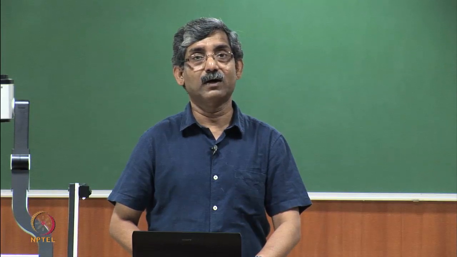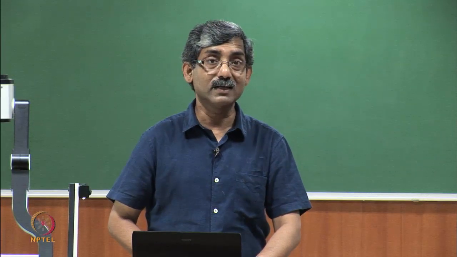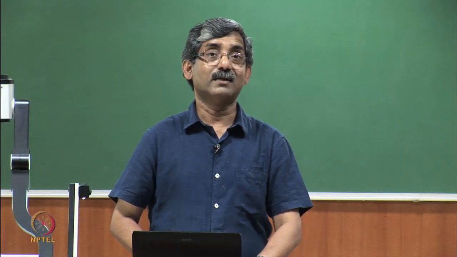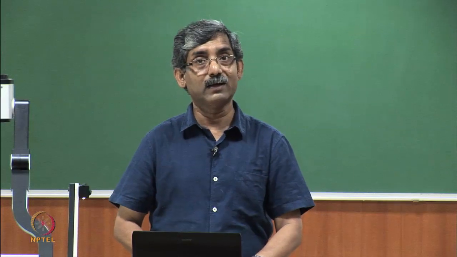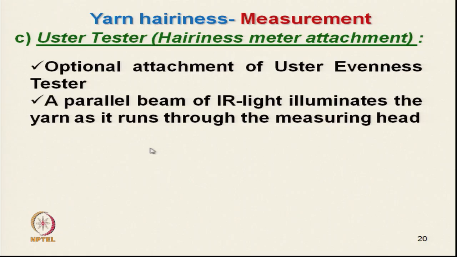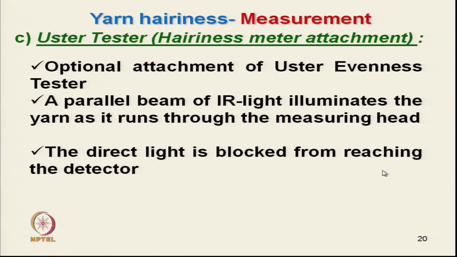So, this is for the mass variation, like evenness, and similar variability curves we may get also for hairiness. It works on IR light illumination and the light scattering principle. A parallel beam of IR light illuminates the yarn as it runs through the measuring head, and the direct light is blocked from reaching the detector, and that is important.